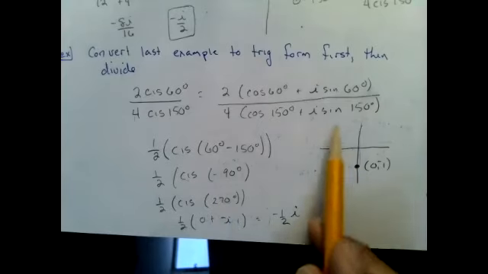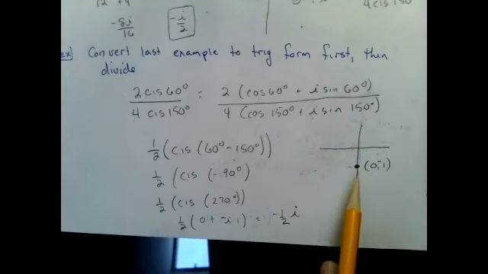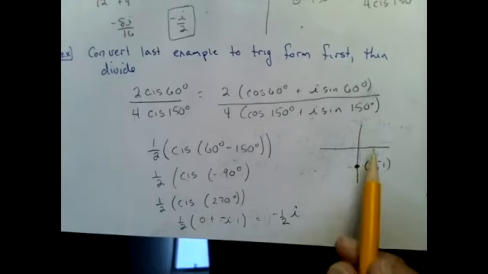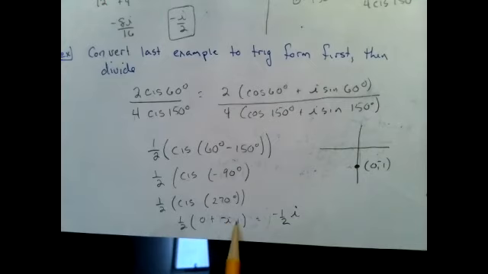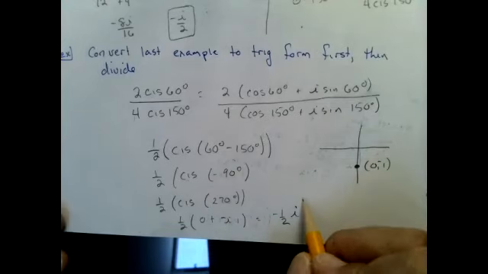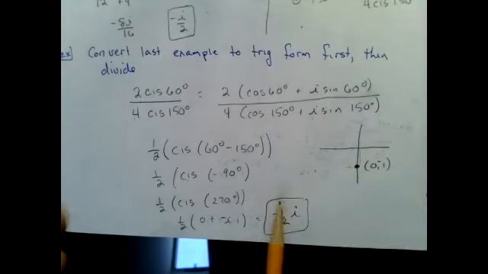So 270 degrees is here. The cosine of 270 is 0. The sine of 270 is negative 1. So negative 1 times I is negative I. So 1/2 times negative I is negative I over 2, which matches that answer up there. I moved on too quickly. I apologize for that. But these two had to be the same answer.